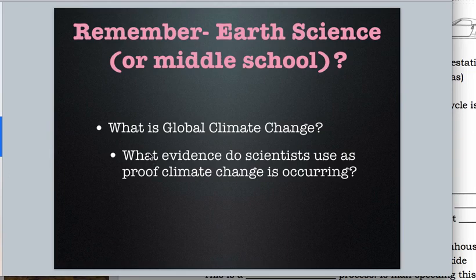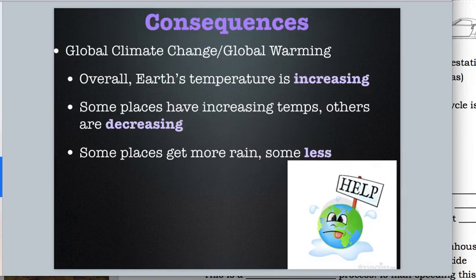Okay, so from Earth Science, do you remember what climate change is? You remember what it's from, what it causes? We've talked about the pollution: air, land, water pollution. Now we need to talk about how that affects our climate. Well, first of all, overall, the Earth's temperature is increasing. However, some places actually have decreasing temperatures. They're getting colder. Some places are getting more rain. Some places are getting less. The Western United States is getting less rain. They've been in a 30-year drought.